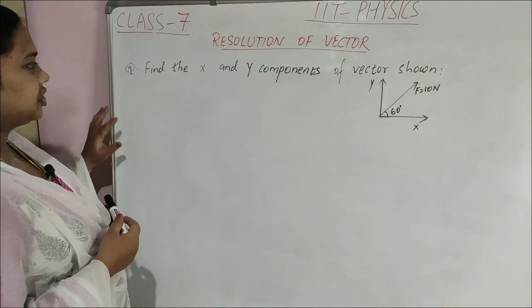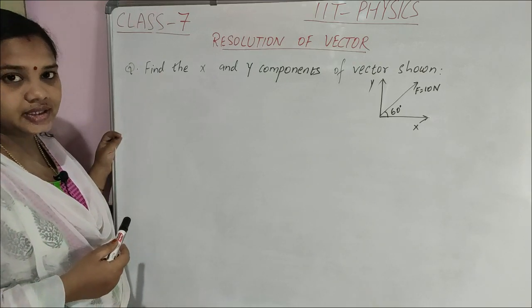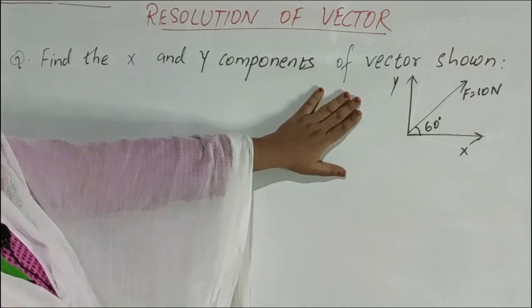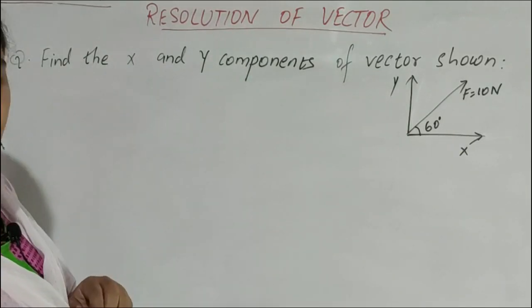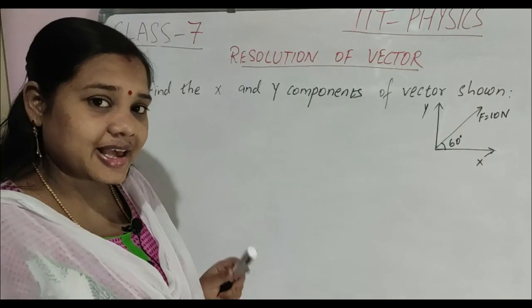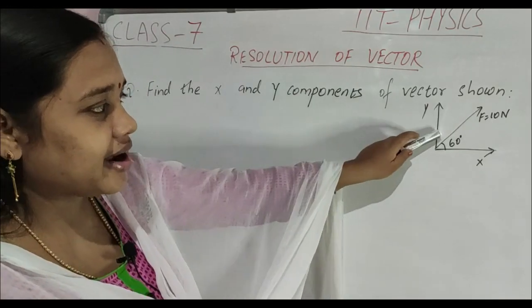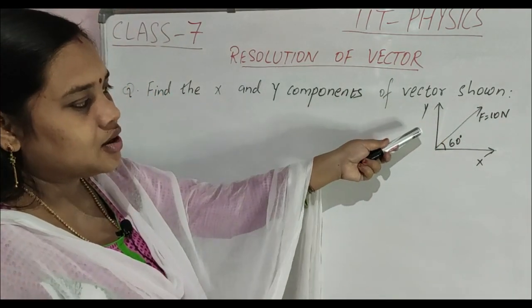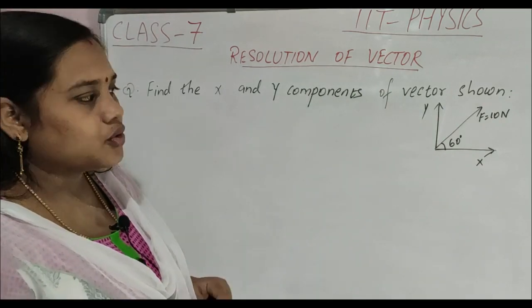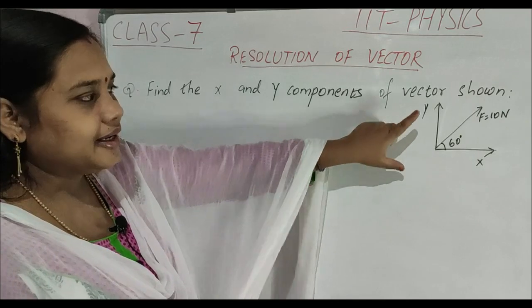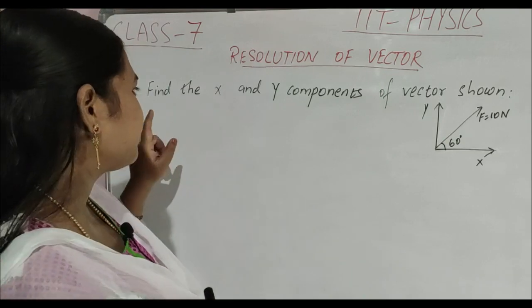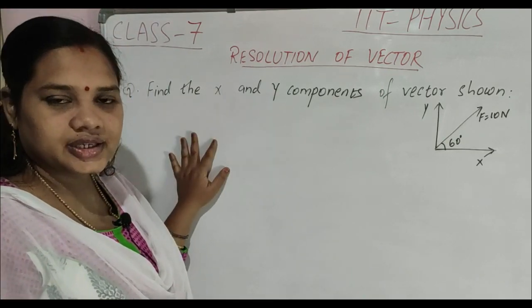So see, children, this is a question based on the things we studied up to now. The question is, find the x and y components of the vector shown. You can see this figure. Here there is a vector F, which is a force, 10 Newton. This vector is divided into two components, the x component and the y component. It makes a 60 degree angle with the x component. This is given in the question. What you have to find are the x and y components. Okay children, clear?